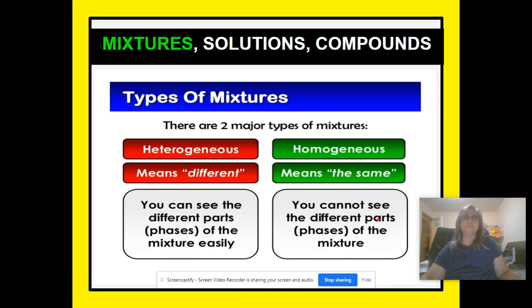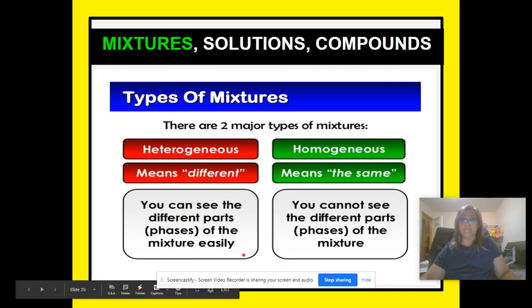Now, types of mixtures. There are two major types: heterogeneous, hetero meaning different, and homogeneous, homo meaning the same. In heterogeneous mixtures, you can see the different parts of the mixture easily, whereas in the other, you cannot see the different parts of the mixture.